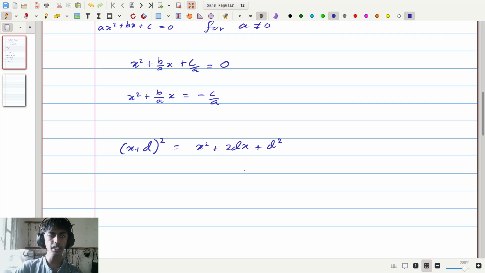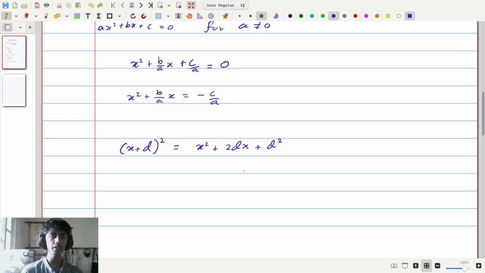But on the left side here, there is no constant term of the form d squared. We do have an x squared term, that's alright. We have an x squared term here. We have a constant times an x term here. But we do not have a d squared term here. There is no constant term on the left hand side of this equation.